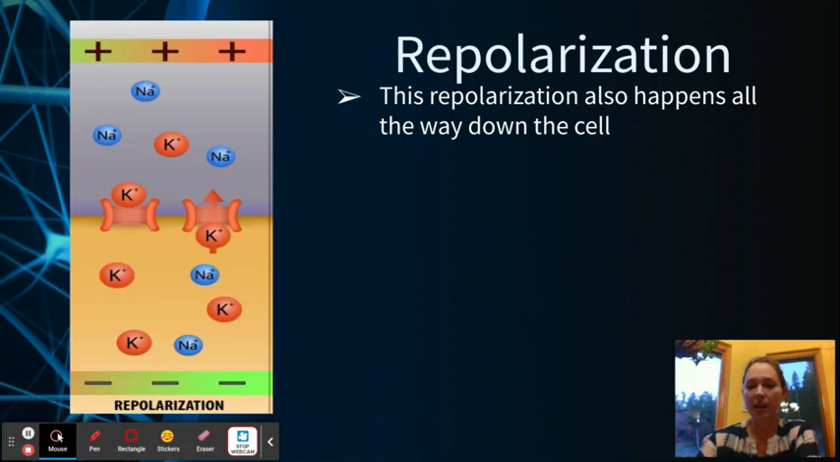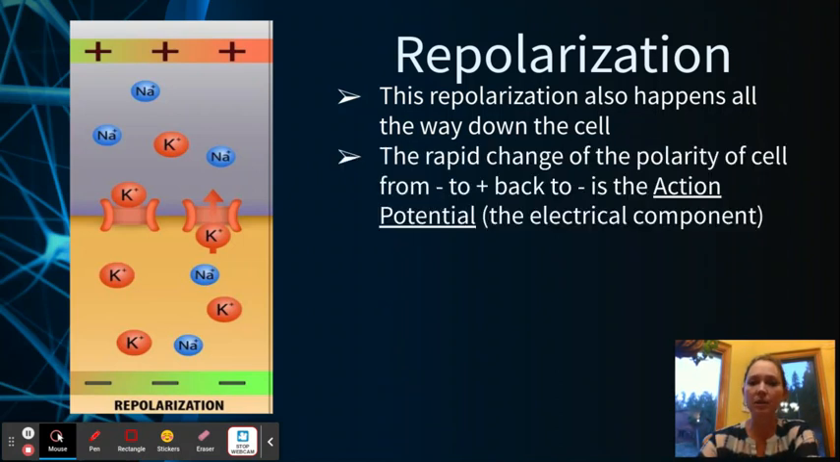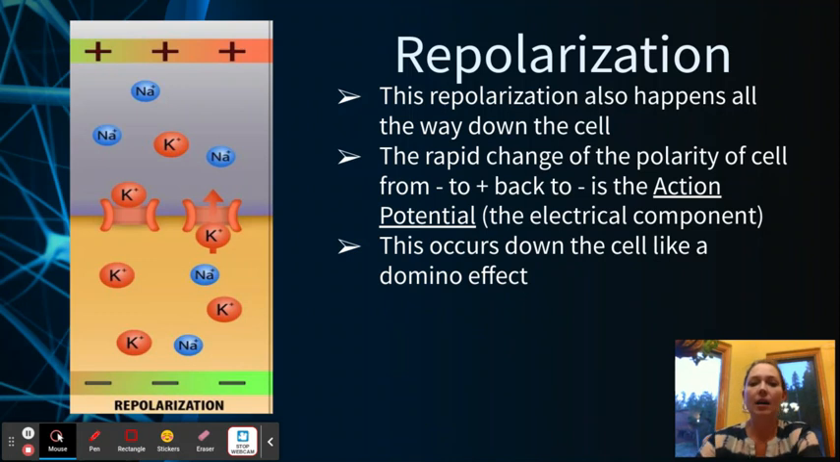This repolarization happens all the way down the cell as a wave, just like we saw with the depolarization. The rapid change of the polarity of the cell from negative to positive back to negative is the whole action potential. That's the whole electrical component of the electrochemical response that neurons employ to be able to communicate. Like I said, this occurs down the cell like a domino effect.